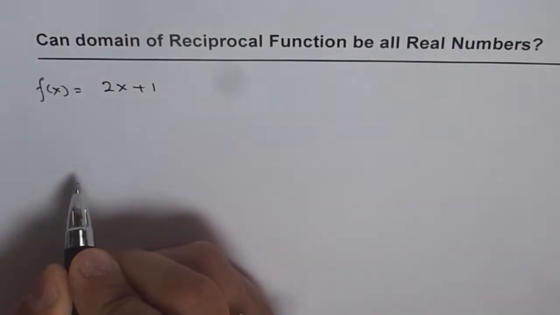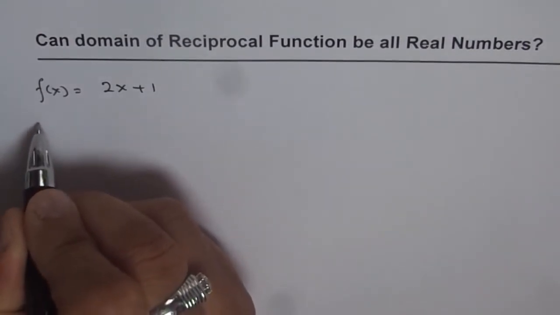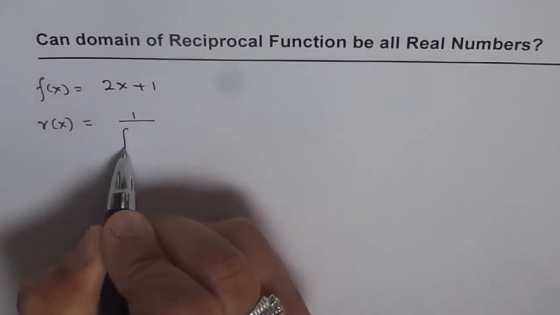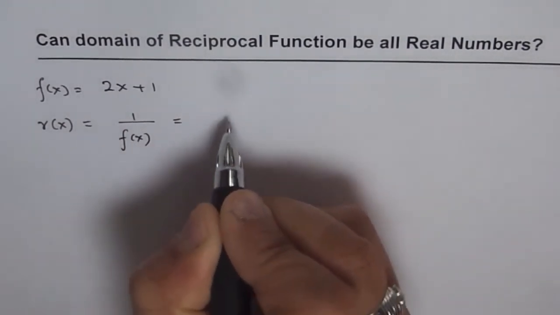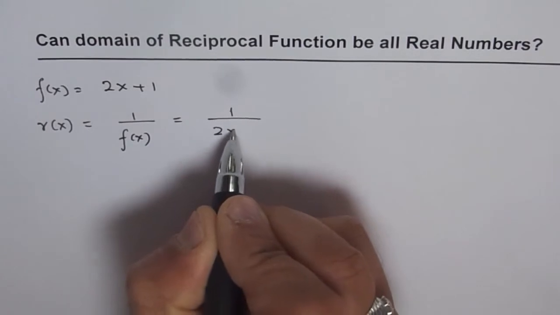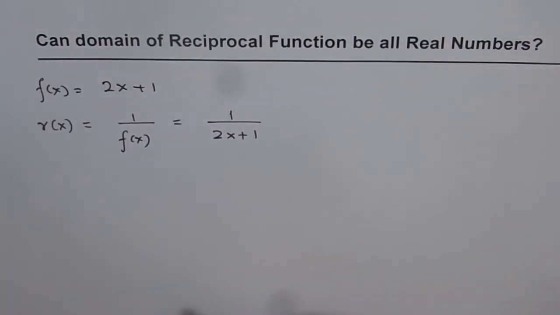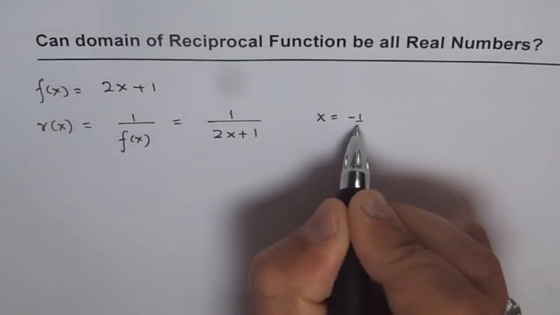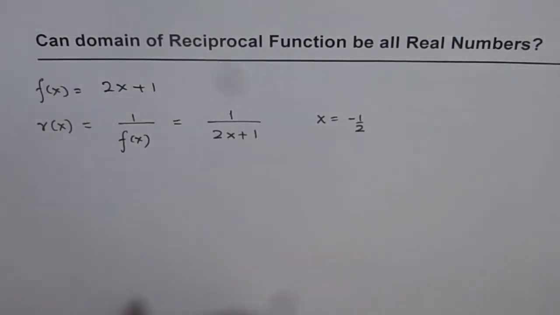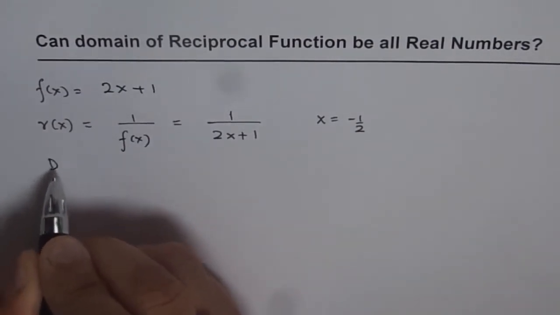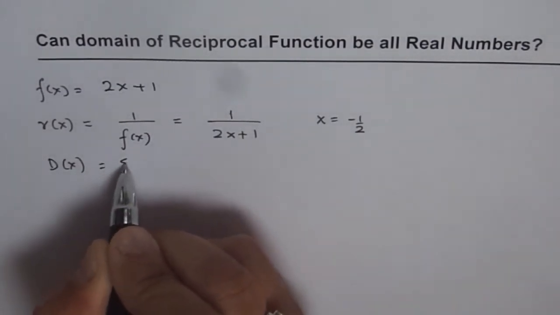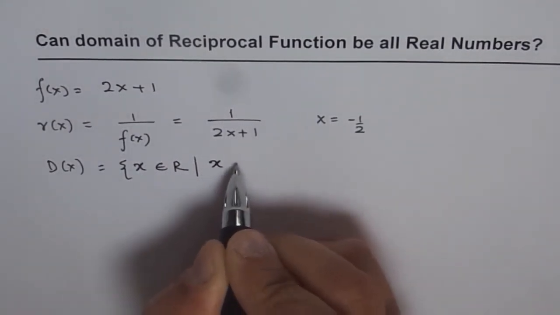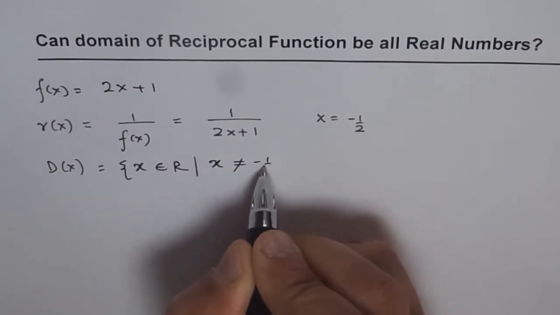1, and then the reciprocal function, let me call that r of x, will be 1 over f of x, which can be written as 1 over 2x plus 1. Now in this particular case, the denominator is going to be 0 for x equals minus half, and therefore there's a restriction. And then we say, well, the domain of this function is all real numbers, but x is not equal to minus half.